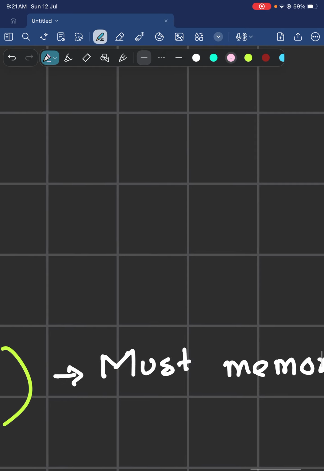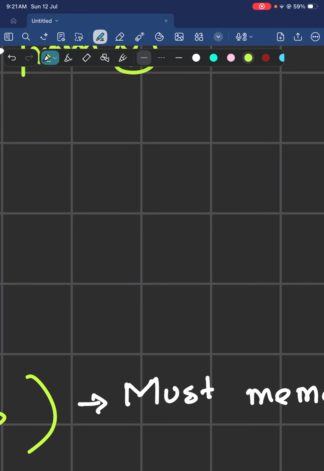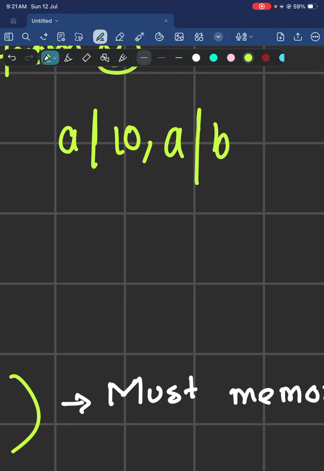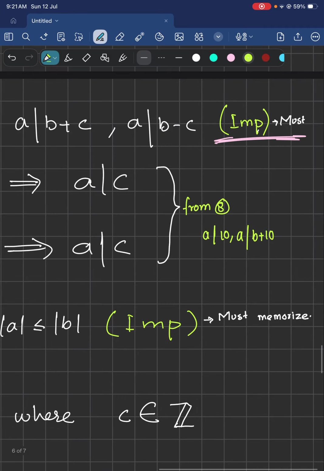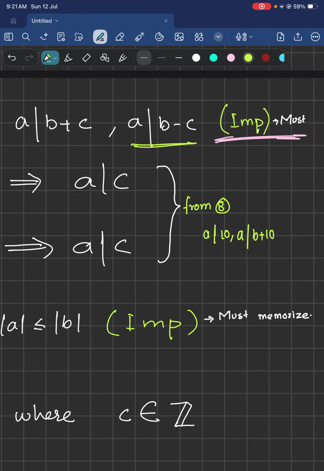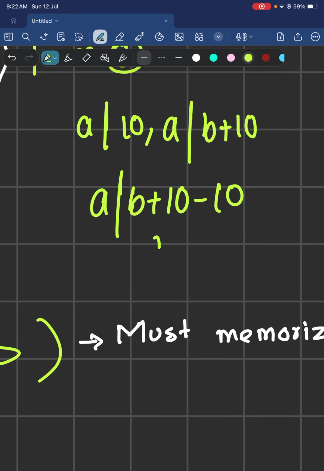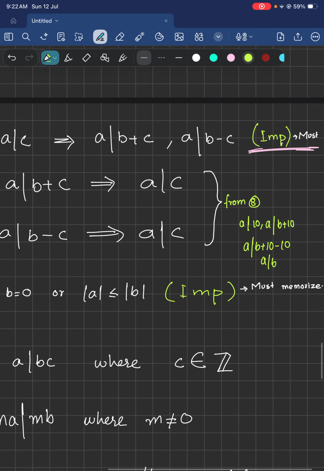Okay, so let's just say I give you two pieces of information. I am telling you that A divides 10, and I'm also telling you that A divides B plus 10. Now I want you to prove that A divides B. What you can do is use this subtraction property: B plus 10, and then you subtract the other number, minus 10, and then you get A divides B, okay. So this subtraction property is very important.